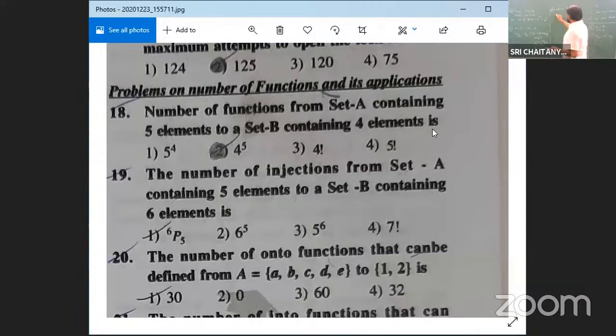Okay. Number of B is equal to 2. So total number of onto functions from A to B, or surjective functions from A to B, is equal to 2 power n minus 2. So the answer is 2 power 5 minus 2, which is equal to 30. Copy this up to 20.